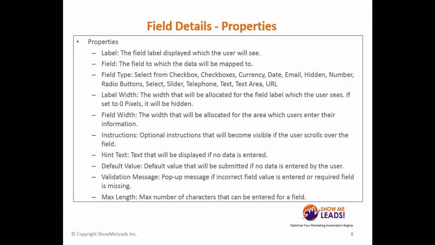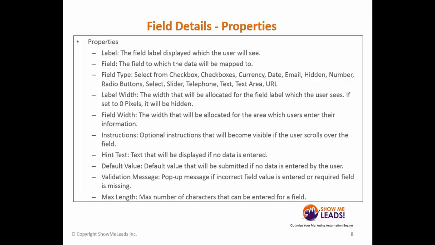There's also hint text, which is text that is displayed when no data is entered. So, if you set the label width to 0, typically you would include hint text that the user will see so they know what information to enter there. You can set a default value that will be submitted if no data is entered by the user, or a validation message, which is a pop-up message if the incorrect field value is entered or required field is missing. You can also set the max length, which is the maximum number of characters that can be entered for a field.